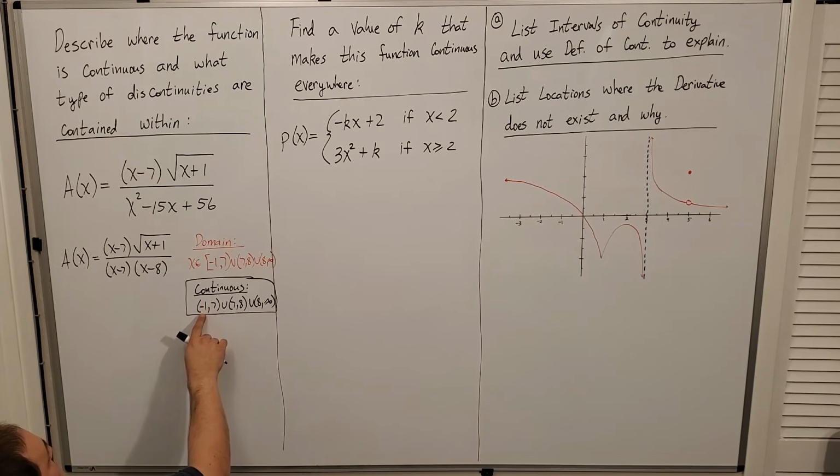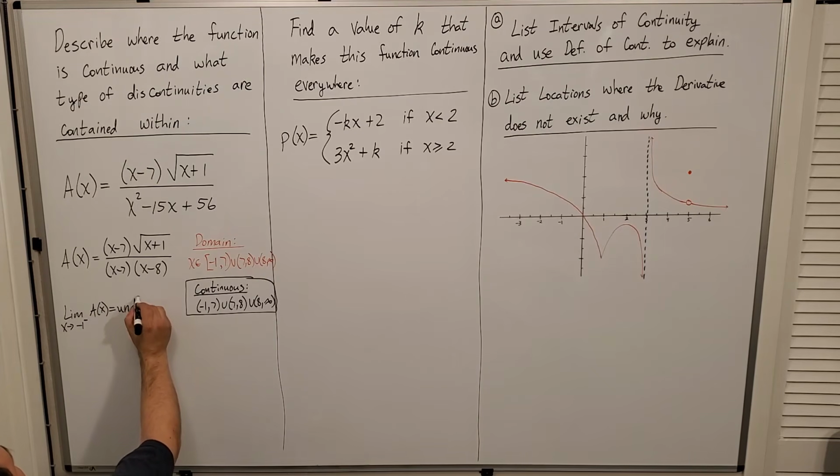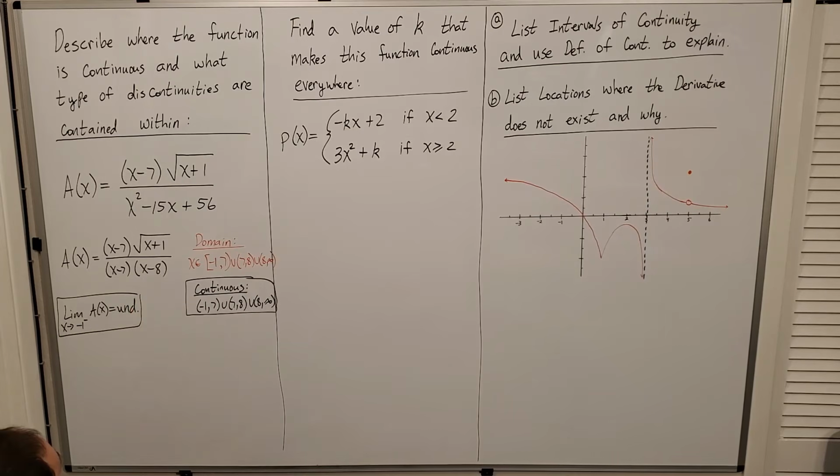Now, why didn't I include negative 1? Because it is continuous, but only from the right. Okay? The limit as x approaches negative 1 from the left of a of x is undefined. So I've only got a limit from the right on a of x. Okay, that's why I didn't include negative 1 as part of the continuity. You could argue it's continuous from the right, but it's definitely not continuous from the left, and so I didn't put it in the whole continuous bunch there. Okay, but it is continuous all the way up to negative 1 from the right.